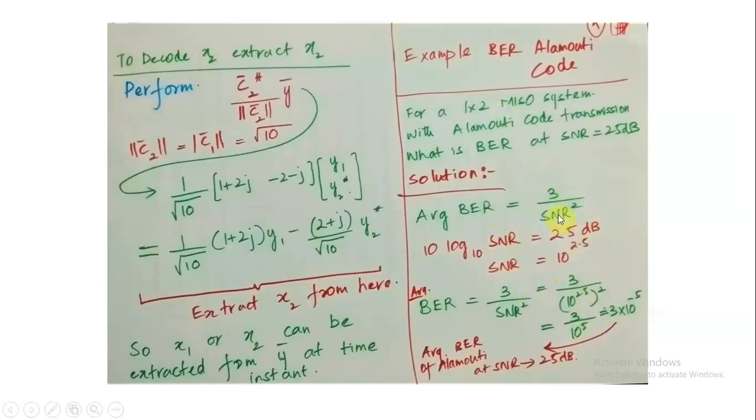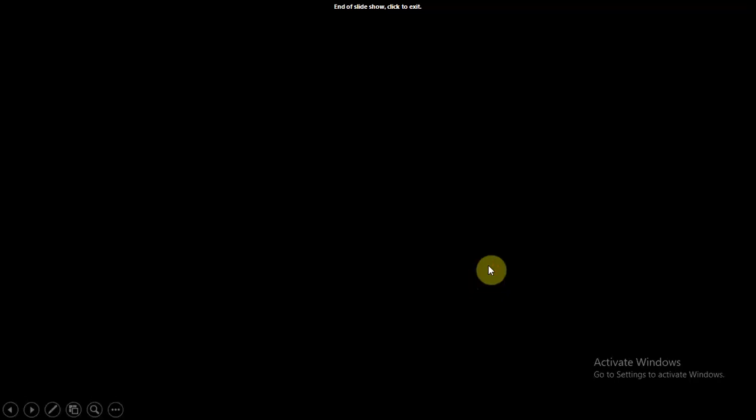If we put the values of SNR here, what we get is 3 into 10 to the power minus 5. So the average BER of Alamouti code at an SNR of 25 dB is given by 3 into 10 to the power minus 5. Thank you.